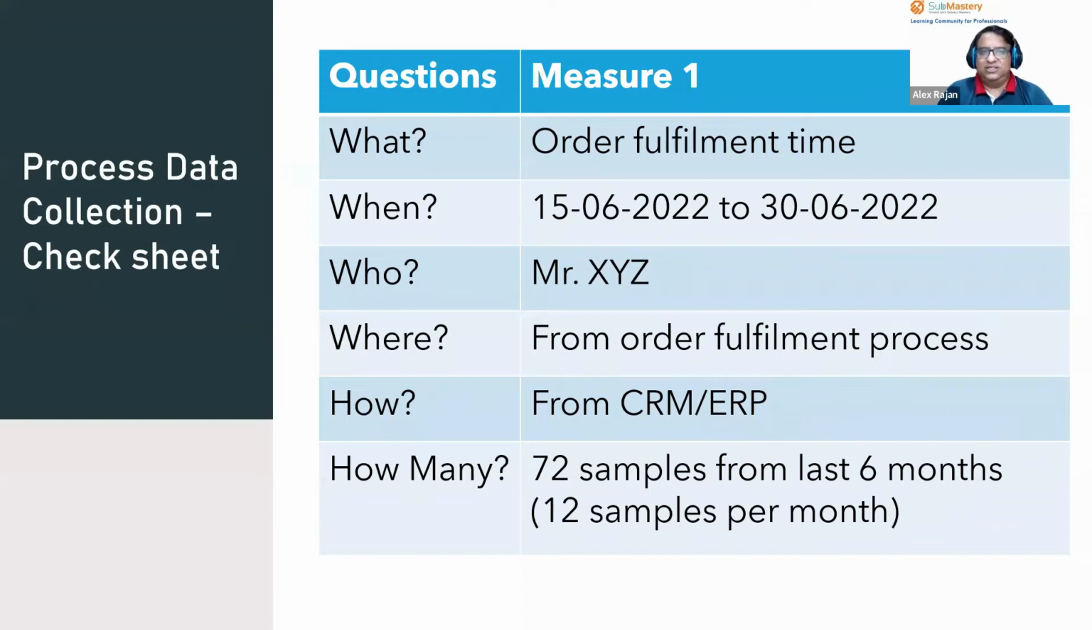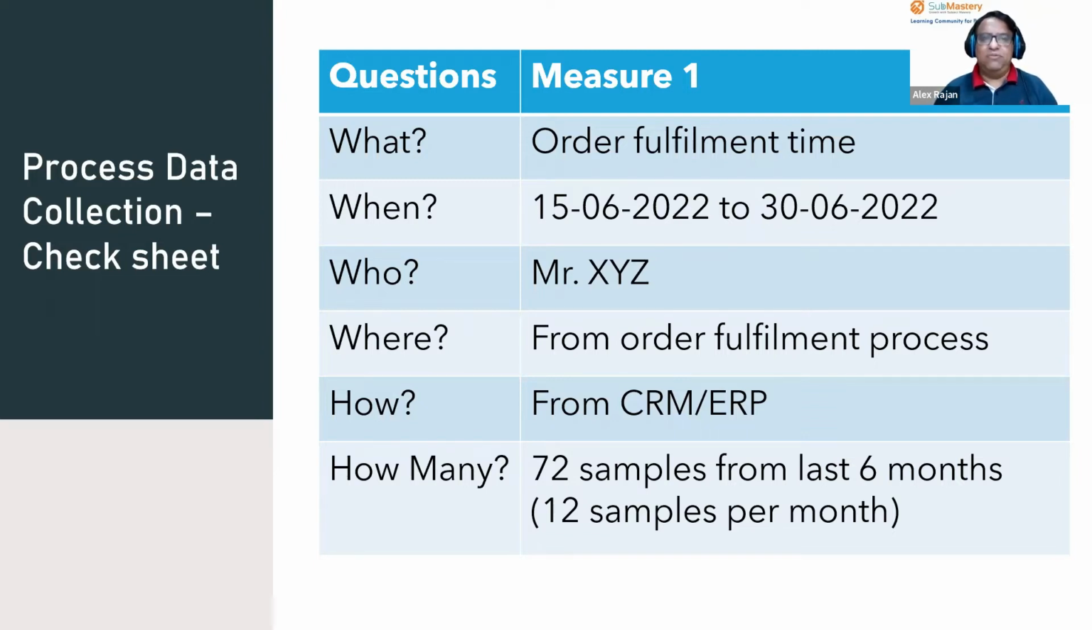These are certain questions that we ask, and the answers become a part of the data collection plan when we use a check sheet. Order fulfillment time is what we are measuring. From when to when are we collecting the historical data from the process? The timeline we usually give, 15 days is being given here.